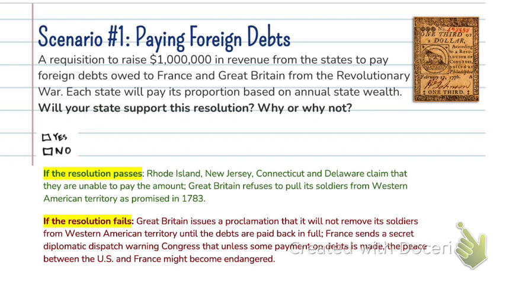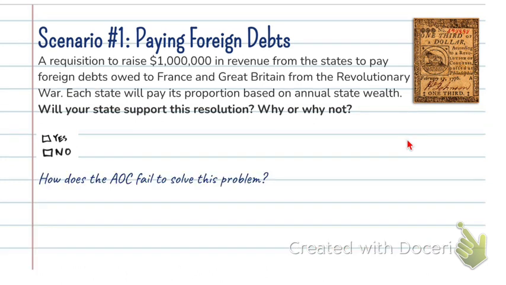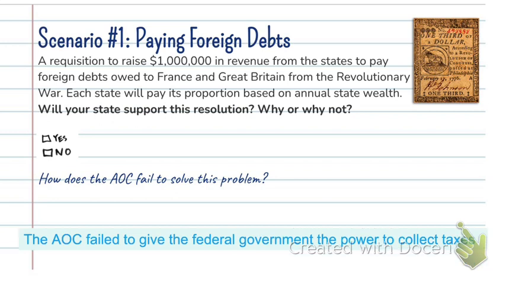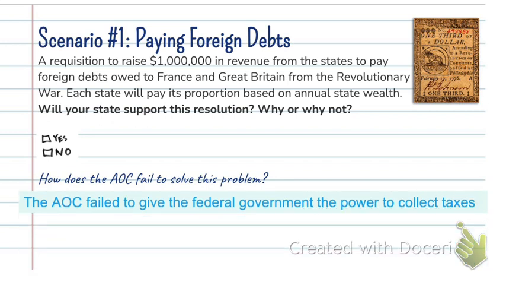On your handout, you should see this. How does the Articles of Confederation fail to solve this problem? What was the biggest problem in this scenario? What could I not do as the Congress? Get money from. Correct. Okay, so what I want you to write in is the Articles failed to give the federal government the power to collect taxes. I should be able to say to you, look, we need the money. You need to give it to me. But the power was not mine to do that.